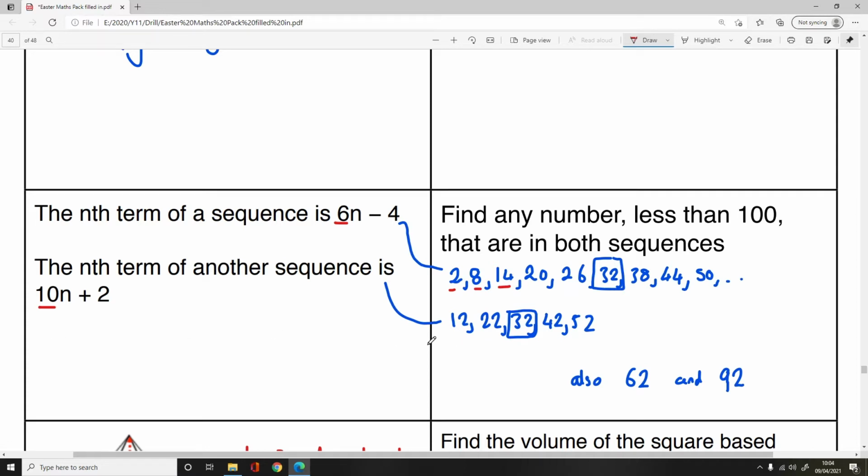It's all the numbers that end in 2. So if you want a number that's in both sequences, you need a number in the first sequence that ends in a 2. 32 is one option. If you kept going, you would also get to 62 or 92. Those are all possibilities.